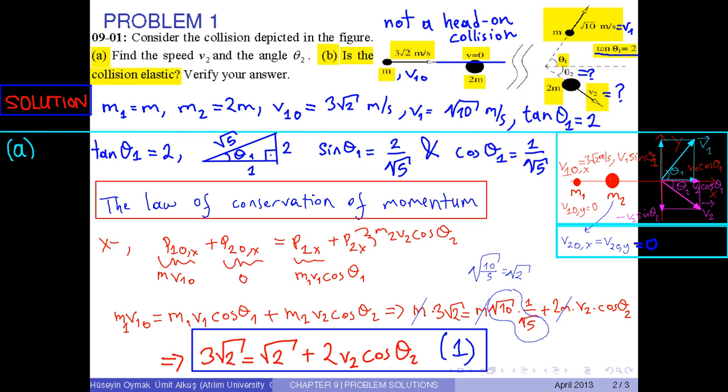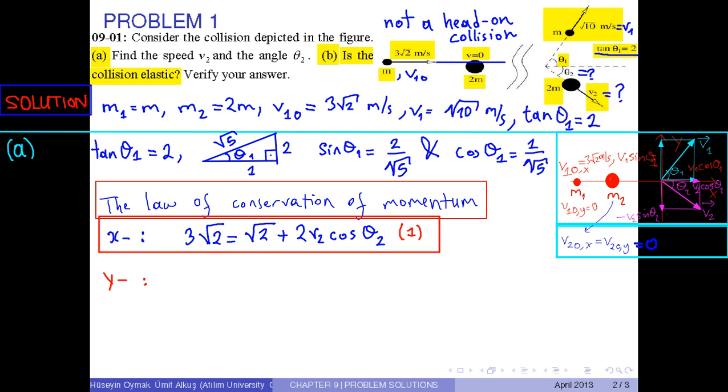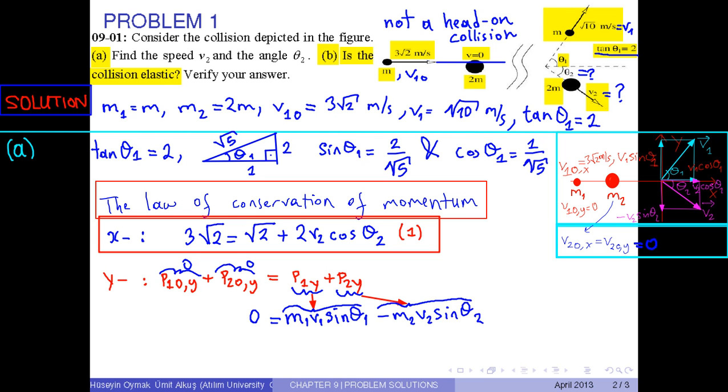Now we can write the momentums in the y direction. Initially, in the y direction, the total momentum is 0, since there is no motion along the y-axis. Therefore, by the conservation of momentum in the y-axis, we have 0 equals m1 times v1 times sin theta 1, which is the final momentum of mass m in the y direction, minus m2 times v2 times sin theta 2, which is the final momentum of mass 2m in the y direction.